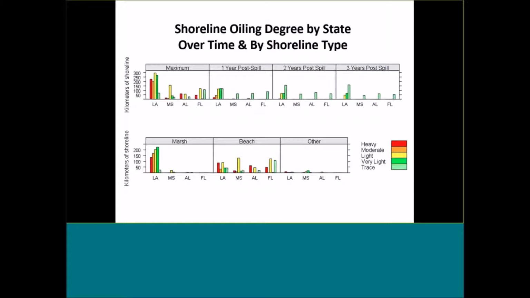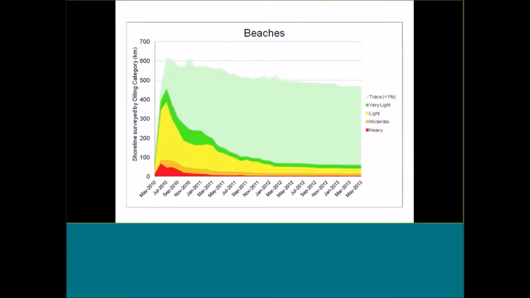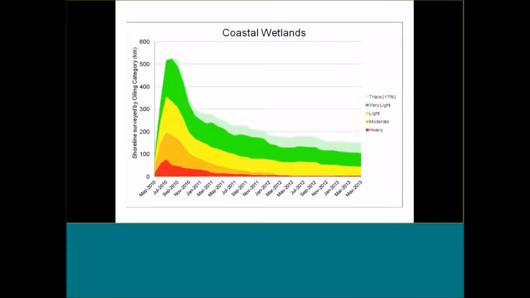Next slide. This just shows how things change over time. The heavier oiling categories, even into very light, dropped off very quickly after the first year and into the second year. This trace oiling level in light green, though, declines much more slowly. And you probably can even find SRBs on some of the beaches now if you're walking those beaches. Next. The wetlands were a little bit different. They fell off a lot more quickly and didn't have that persistent trace oiling that lasted for a long time.